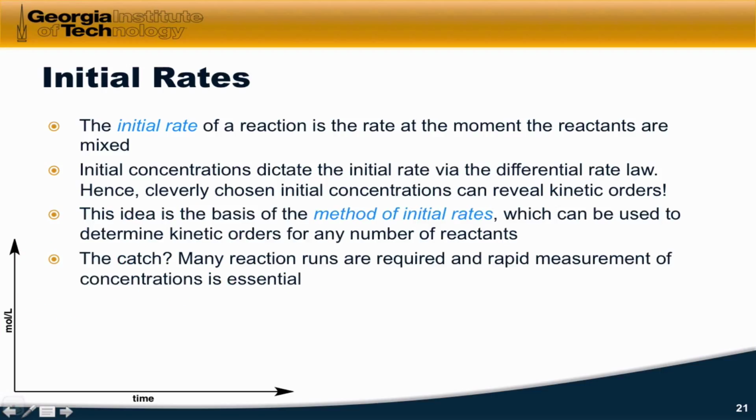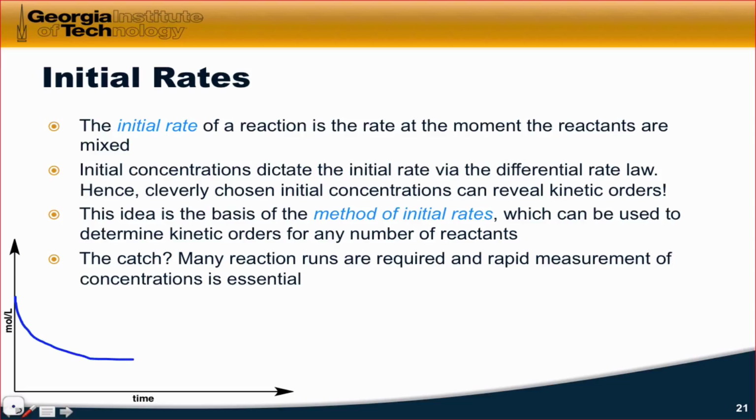There is a catch here though. The catch is that many runs are required, and rapid measurement of concentrations is essential so that we can get accurate values for the initial rate. Just to show you what happens if we don't have rapid measurement of concentrations, imagine in actuality the concentration of A is changing something like this. The instantaneous rate is actually quite rapid. It would be something like this red line here.